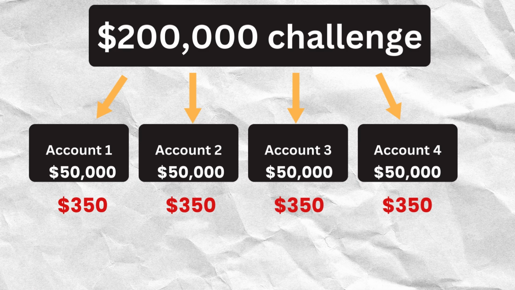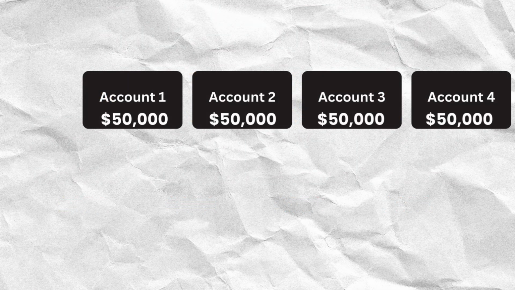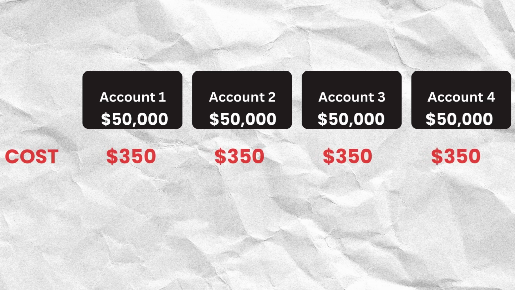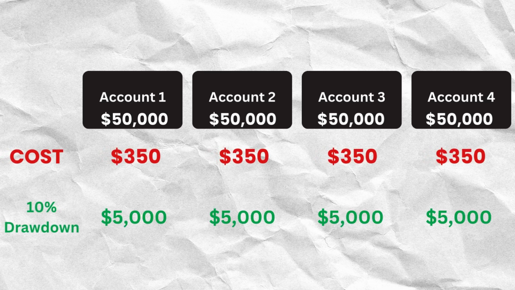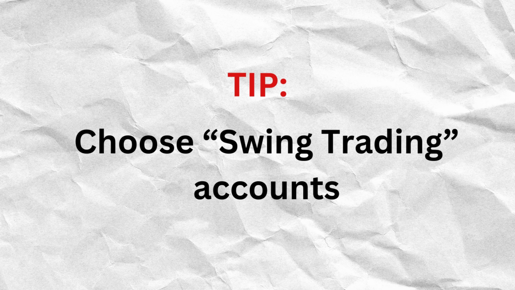The logic behind this is that you now have 4 accounts instead of 1, each with about a 10% maximum drawdown, which is $5,000. A small tip here is that you will want to choose swing trading accounts, which will allow you to keep your trades over the weekend when the markets are closed. When using a DCA approach, you will find yourself in situations where you will have to hold on to trades longer than you expected.